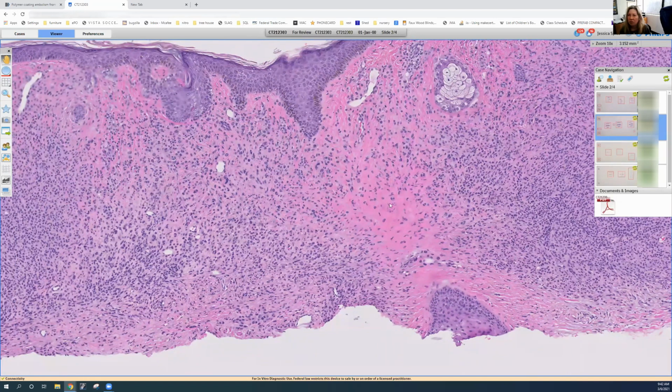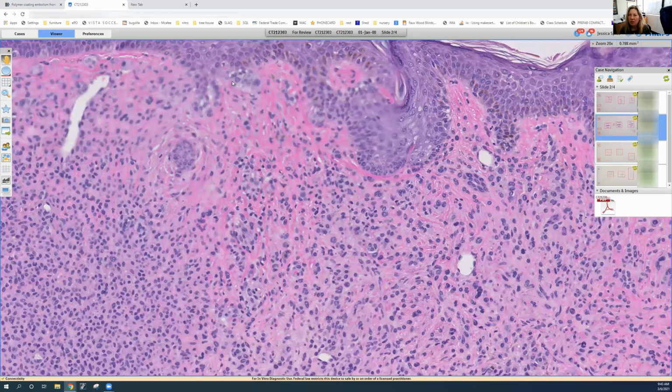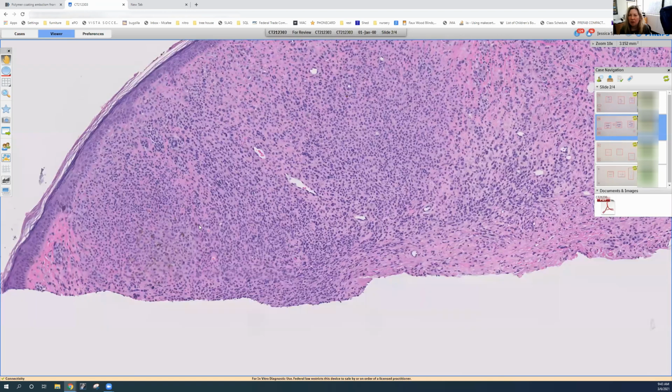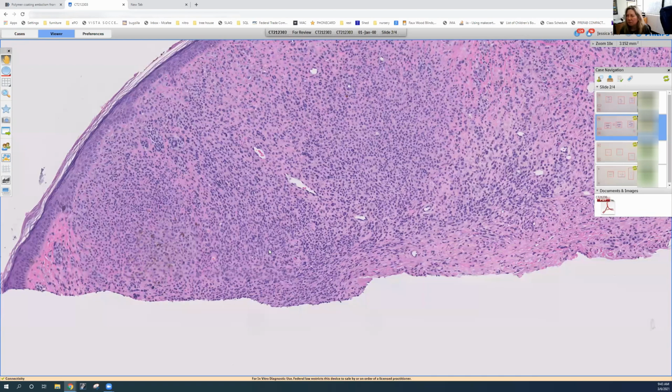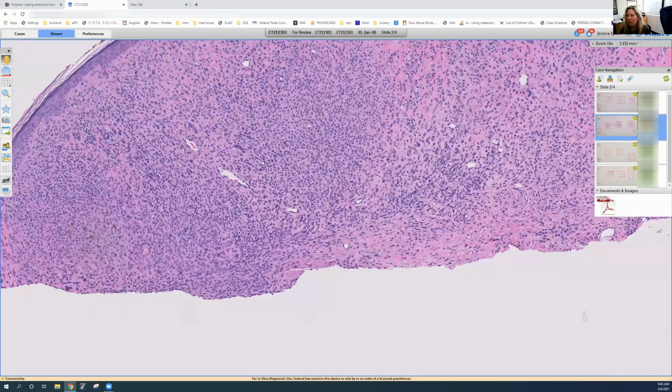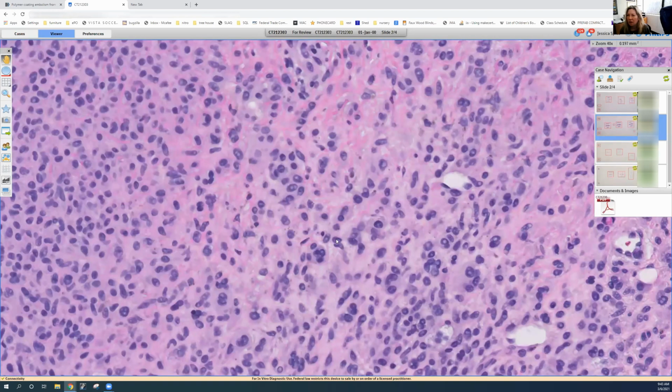And if we look through this, it's a little bit asymmetric. There look to be maybe a few small nests at the epidermal junction. But really, this tumor is not very well organized. I thought this was melanocytic because of these nests, and also the appearance of the cells, very nevus-like.